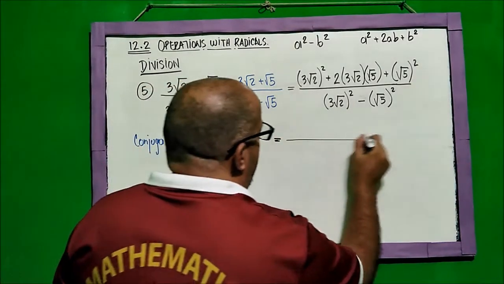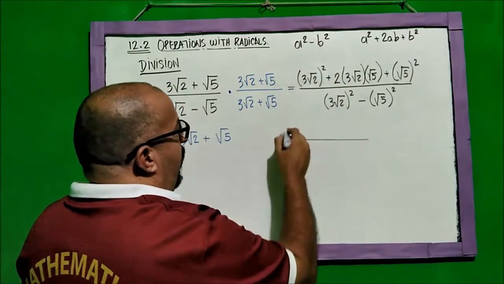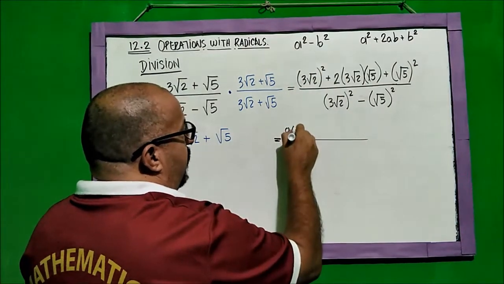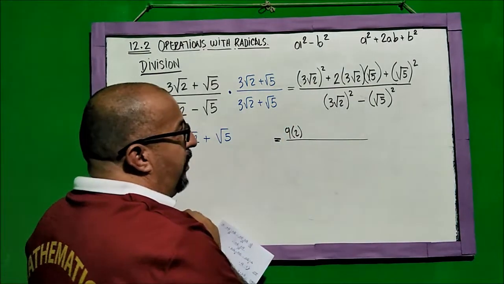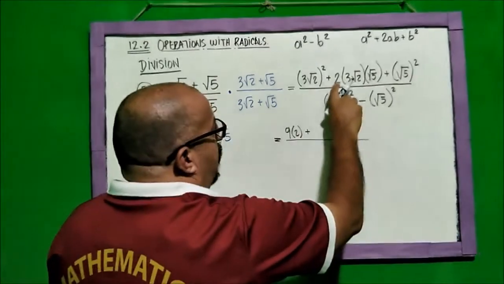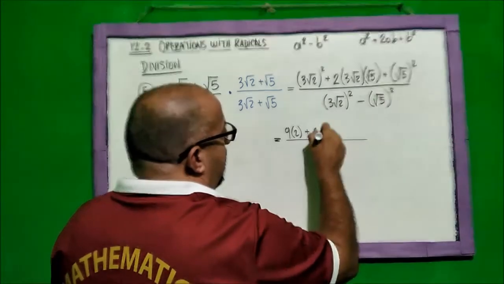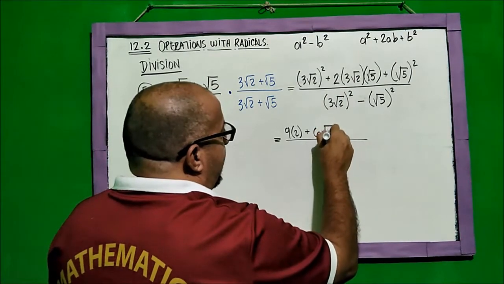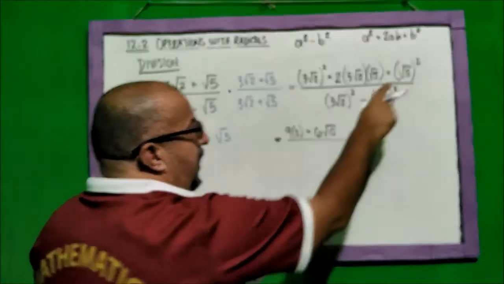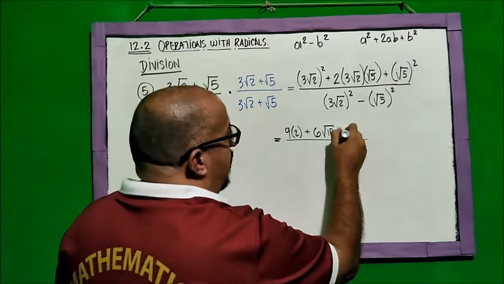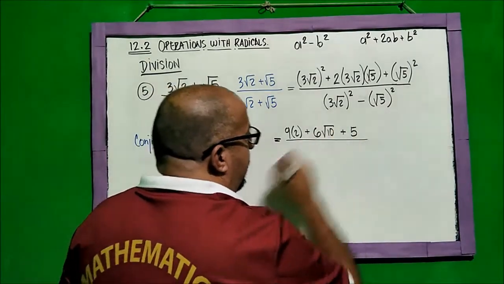In here, we're going to have 3 to the second power, which is 9. The square root of 2 to the second power becomes multiplication by 2. We simplify all this expression. 2 times 3 becomes 6. And the square root of 2 and the square root of 5 becomes the square root of 10. And at the end, the square root of 5 to the second power eliminates the root. So what we have is 5.